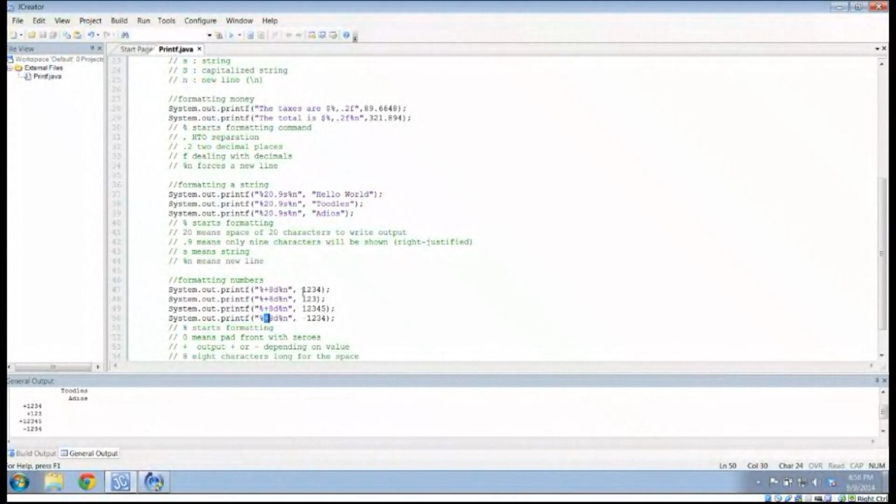So printf is just one more tool in our arsenal to make sure that our output looks exactly the way we intended. It allows for a lot of precision in our formatting. It's a bit quirky at times, but it's very powerful, and it's definitely something worth learning.